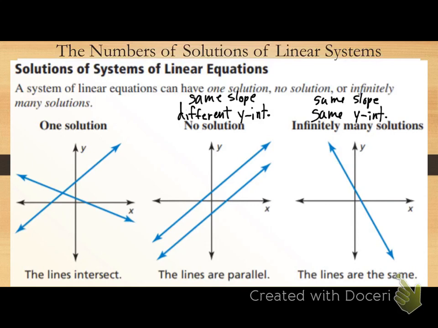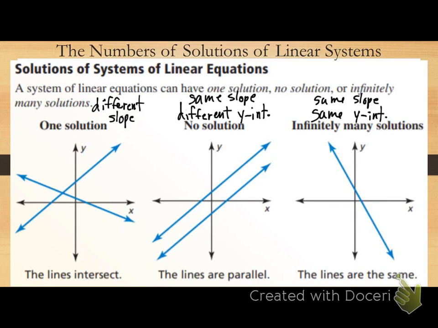If you have one solution, they're going to intersect somewhere. So do these have same slope, different slope? Different slope. And I'm not going to write anything for the y-intercept because they could have the same y-intercept, they could have a different y-intercept. Just depends on what the equations are. But you will sure have different slopes if you get one solution. Everyone okay with that? So one solution, different slopes.